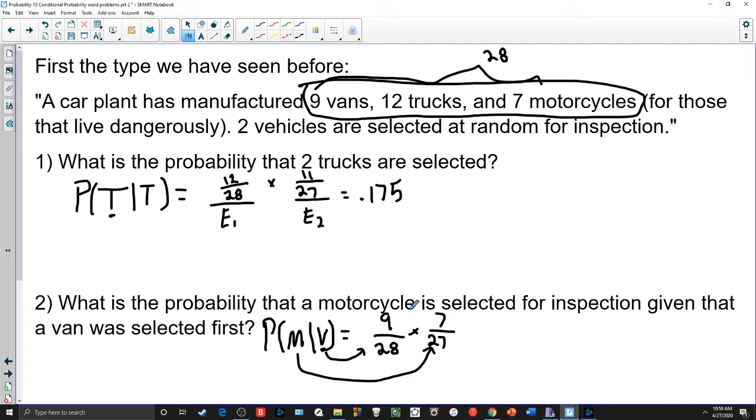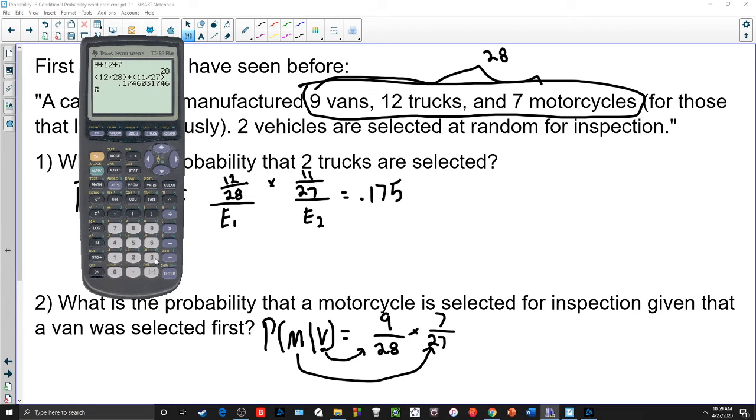So our bottom number is going to drop by 1, but our top number is going to be just 7 because we still have all 7 motorcycles. So if we go here, let's go ahead and type in 9 for the vans, 9 out of 28, and then 7 out of 27 for the motorcycles, and we get about 0.083.